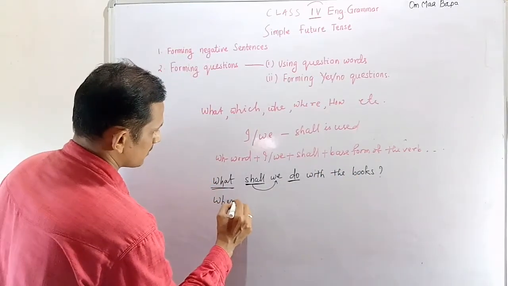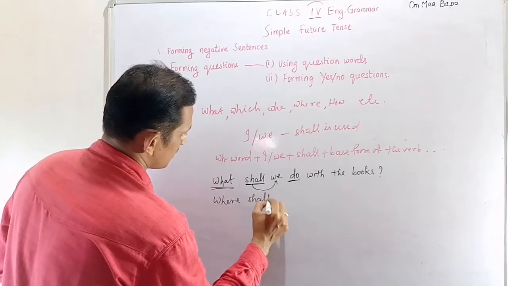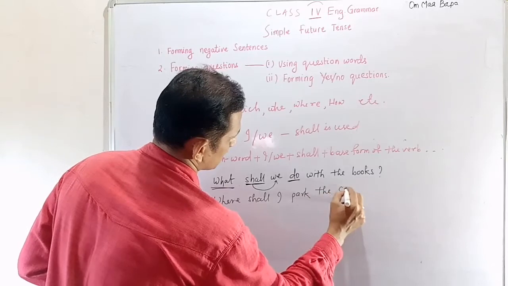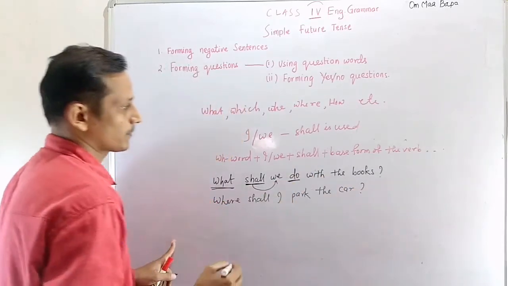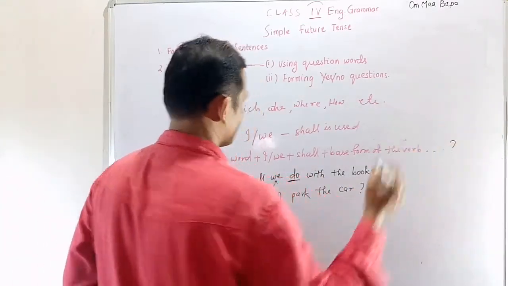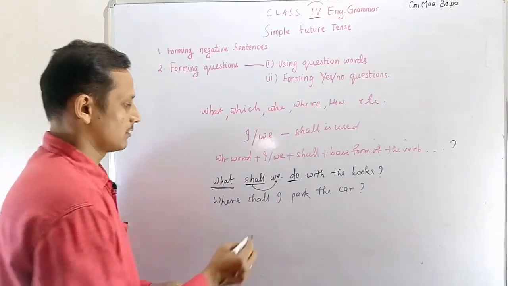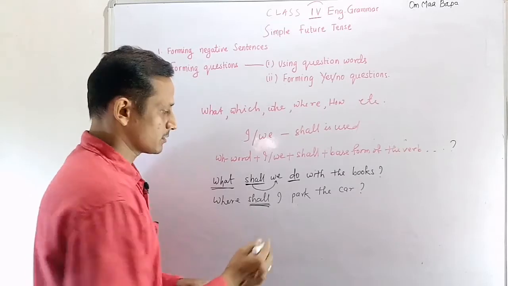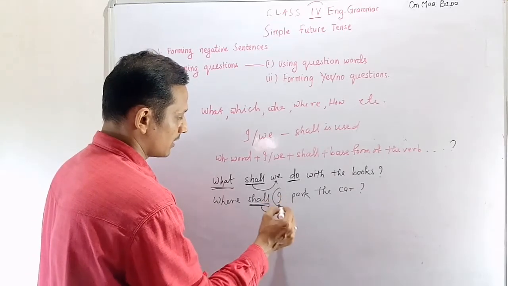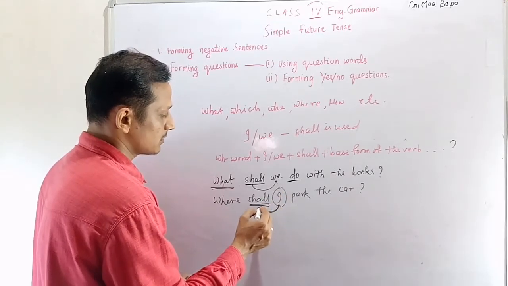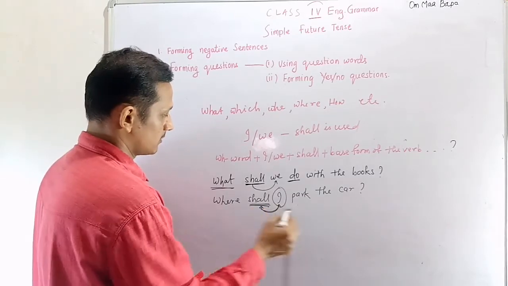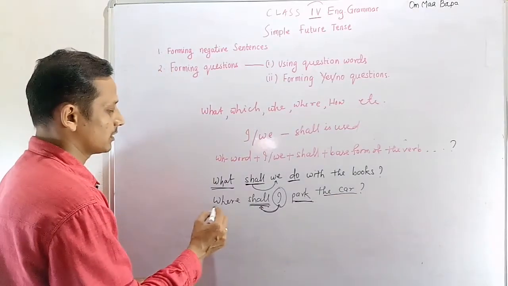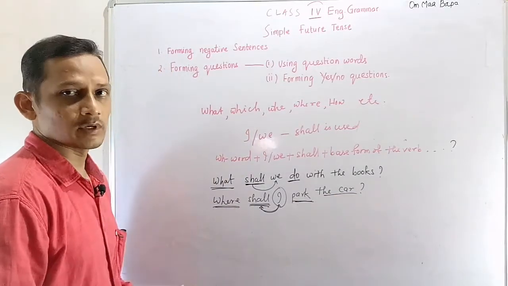Where shall I park the car? Okay, why do I use shall here? Because the subject is I. So I used shall, then the base form of the verb, then the rest of the sentence, and at the beginning I use the WH word where.